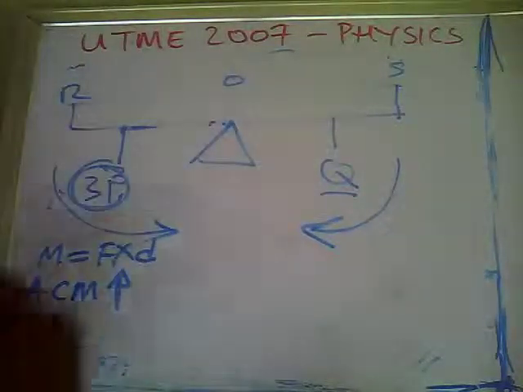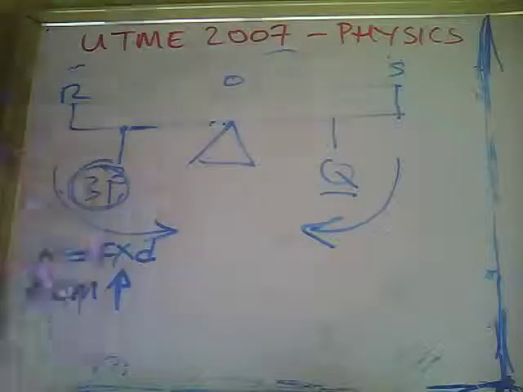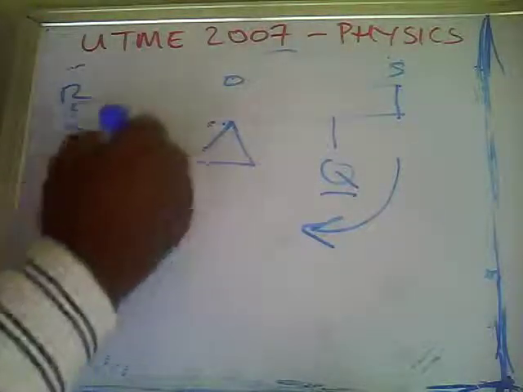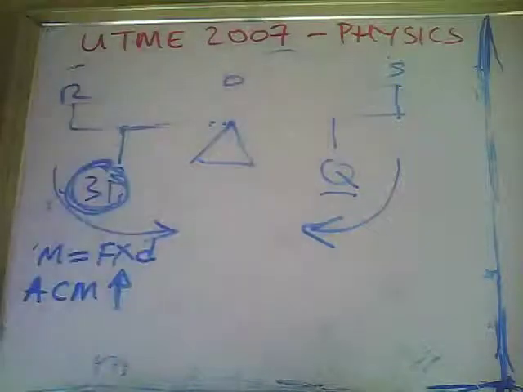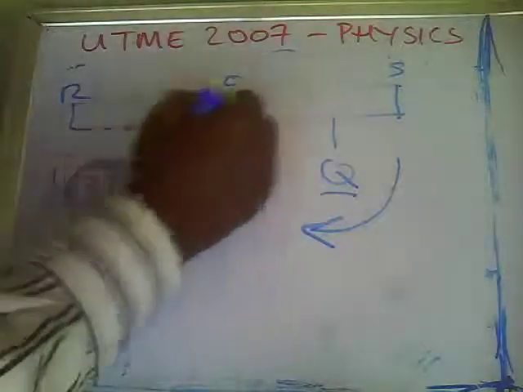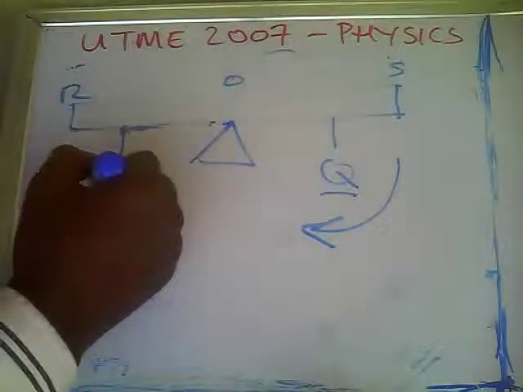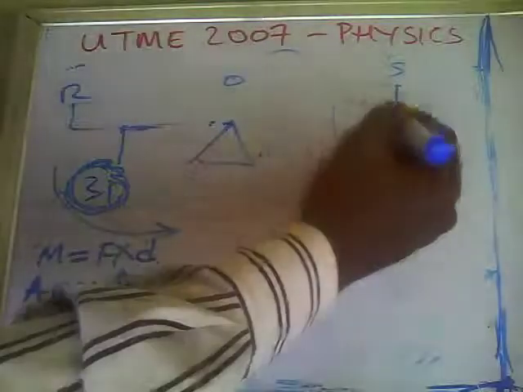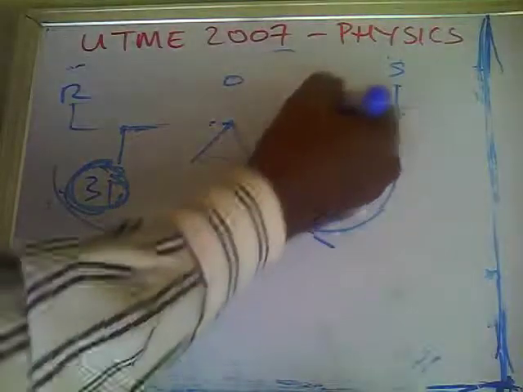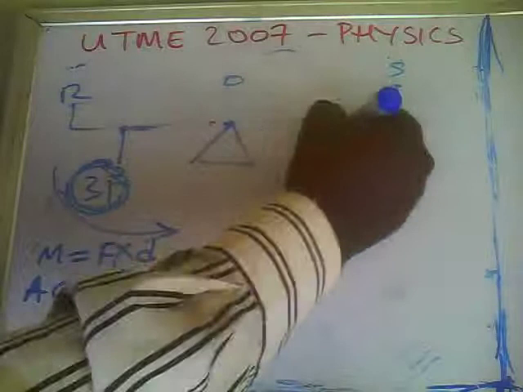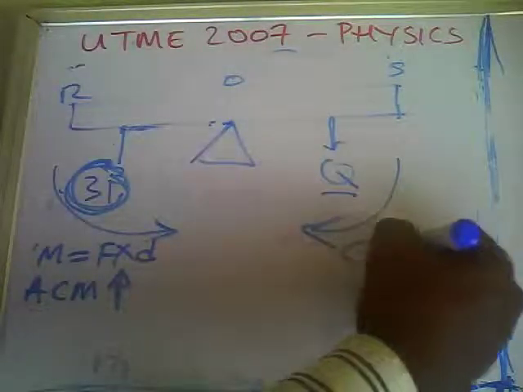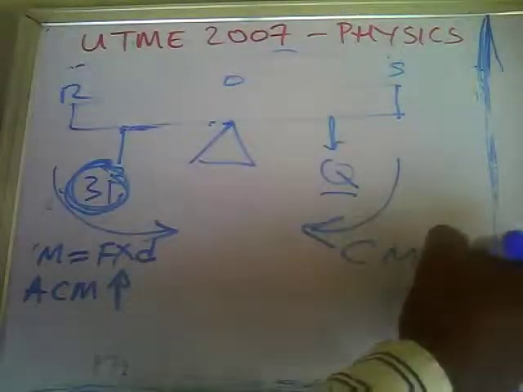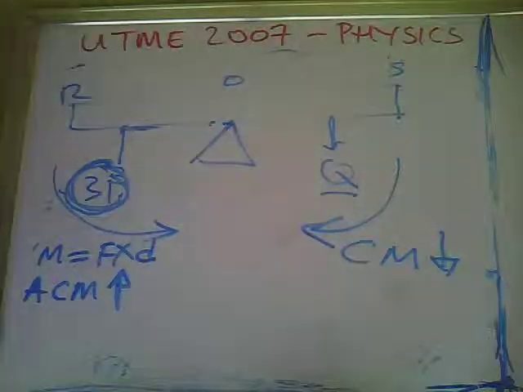I said again, moment can be increased either by increasing the load and keeping the distance constant, or increasing the distance and keeping the load constant, or by increasing both. By so doing, we increase the moment. So when we move Q nearer to O, we have reduced the distance and we are keeping the load constant. So that reduces what? The clockwise moment. So that makes clockwise moment go down. So A is wrong.